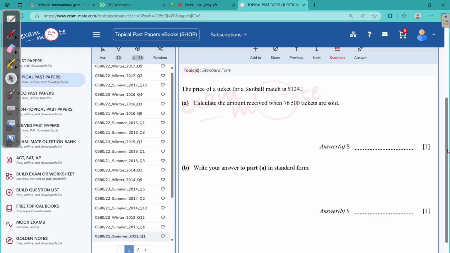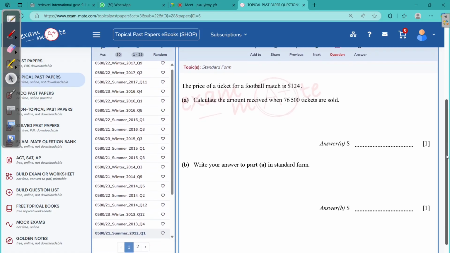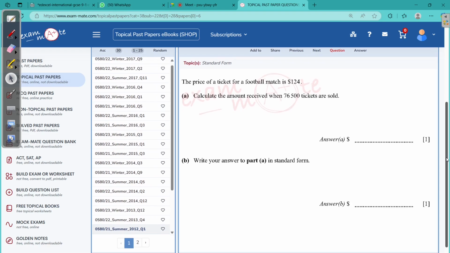Okay, please try this one now. The price of a ticket for a football match is this many dollars. What is the total amount? You can use your calculator, but it is the multiplication.